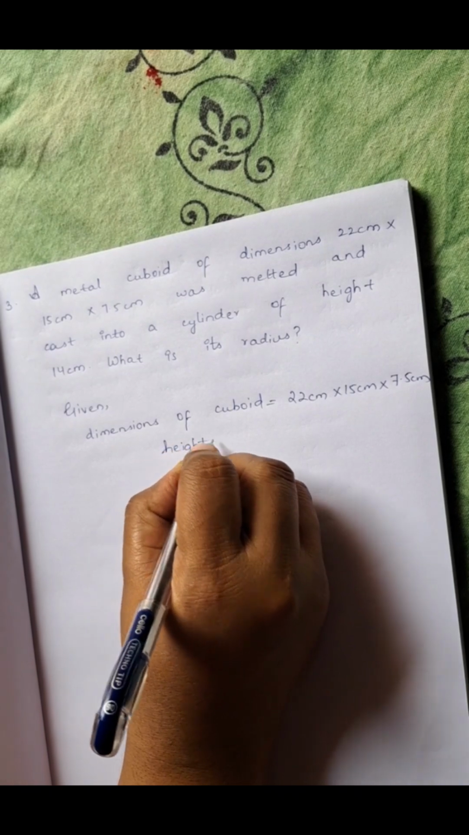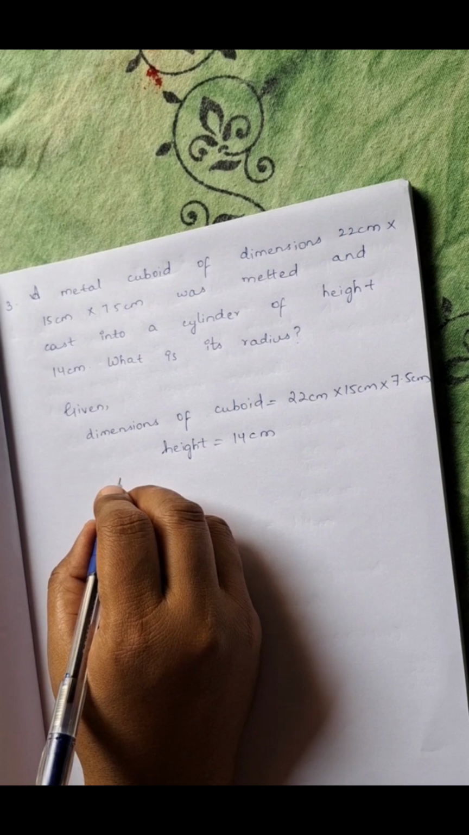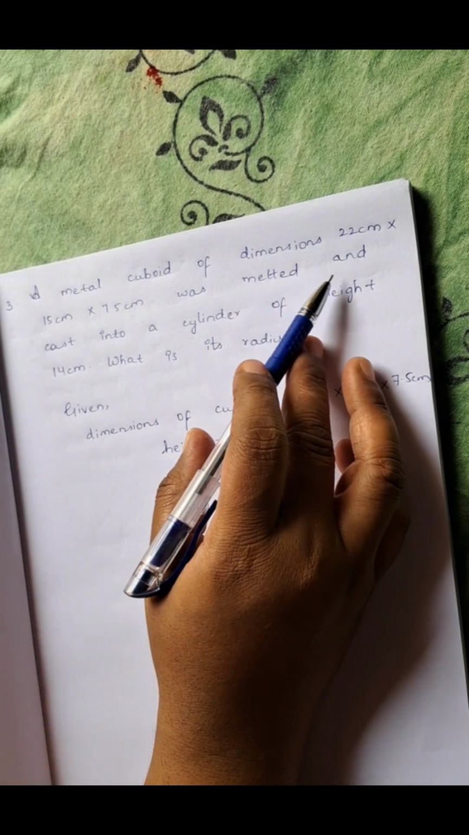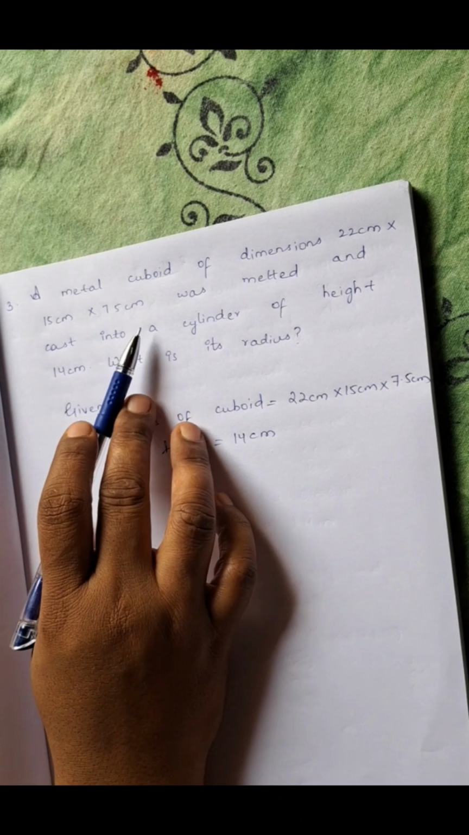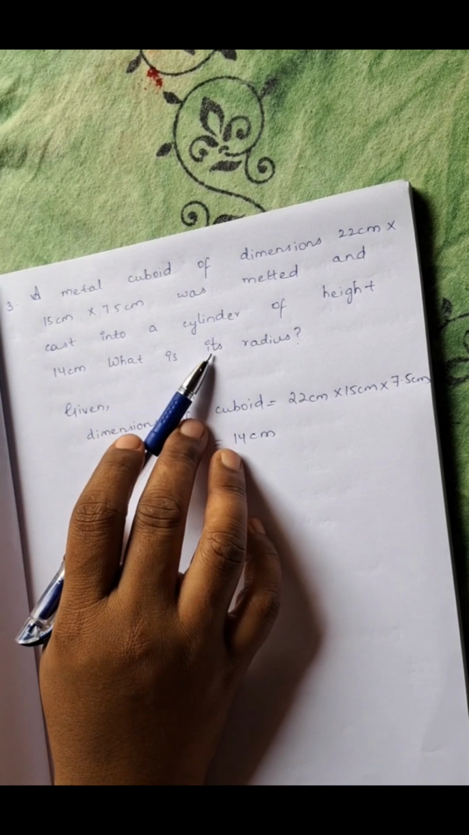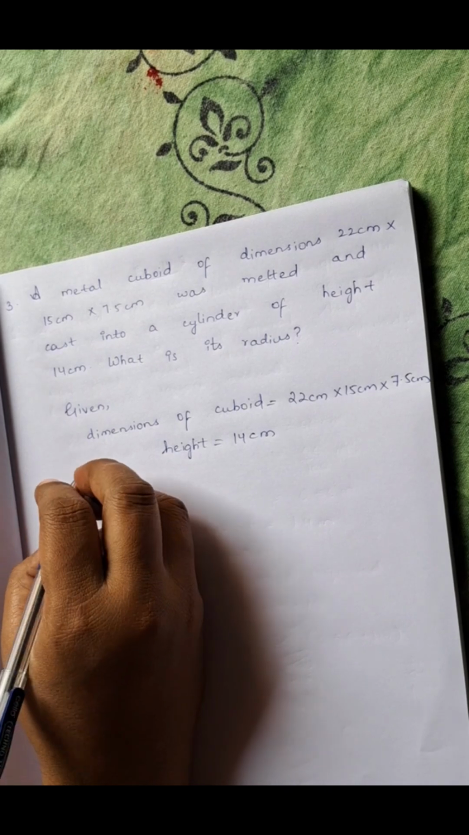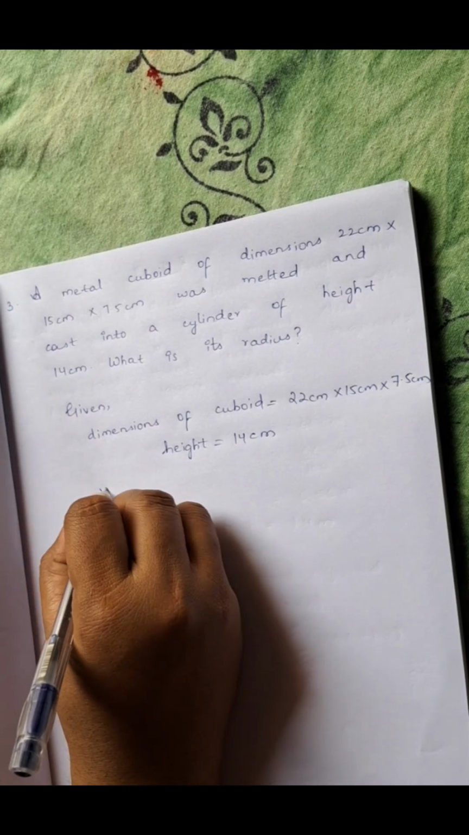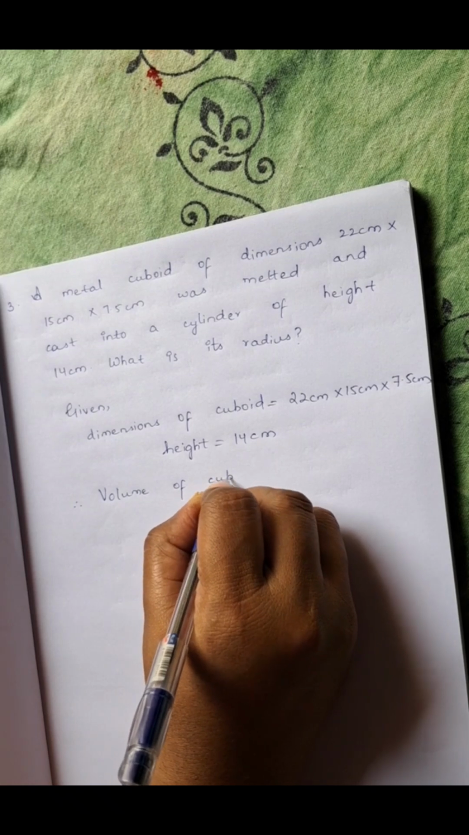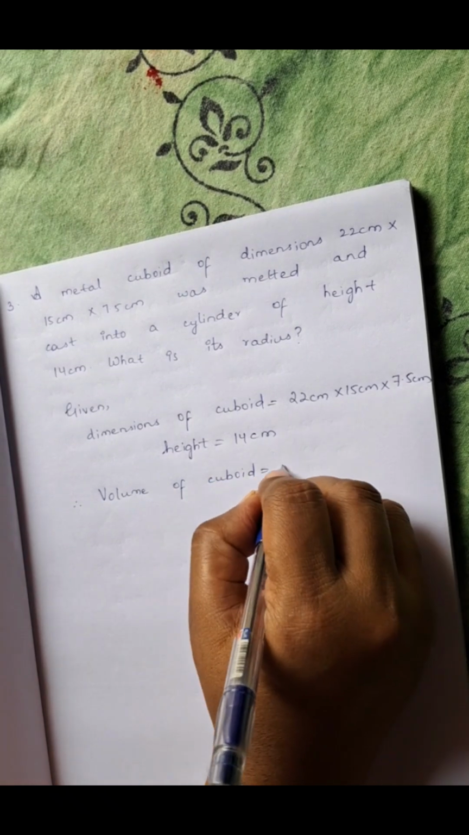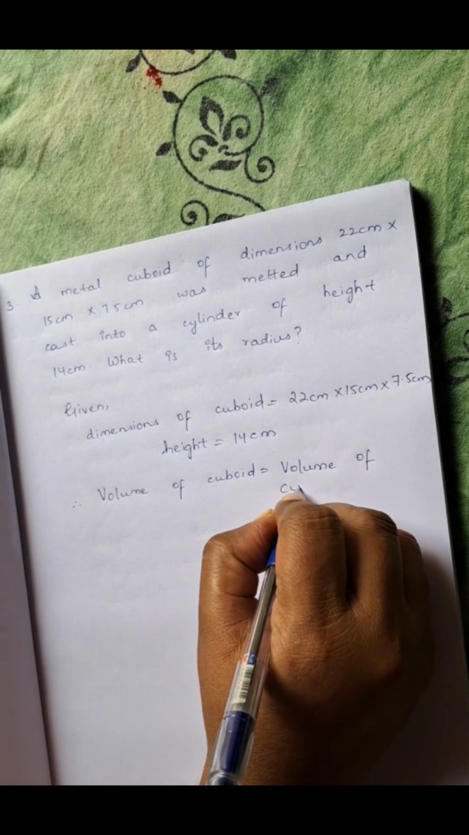Height is equal to 14 centimeter. Okay, so here what they are saying, a metal cuboid of dimensions was melted. So first the cuboid is melted and that cuboid is made into the form of a cylinder of height 14 centimeter. So here first what we'll do, volume of the cuboid is equal to volume of the cylinder, because we have melted it and made it into the form of a cylinder. So volume of cuboid is equal to volume of cylinder, right?